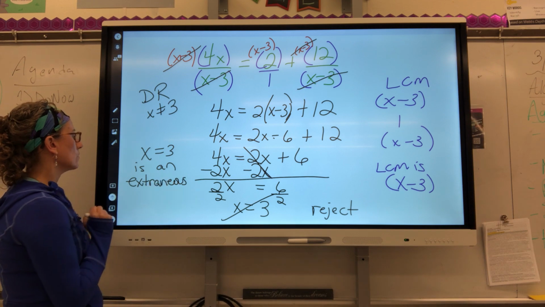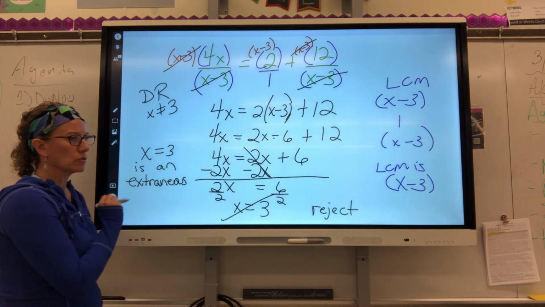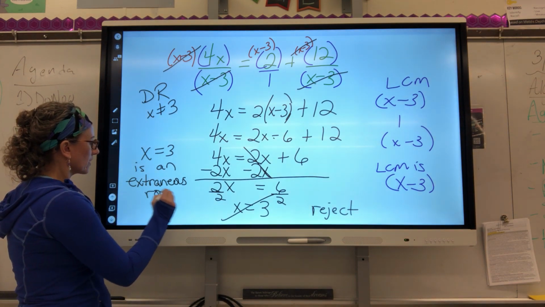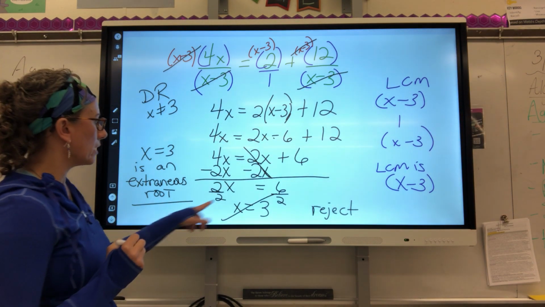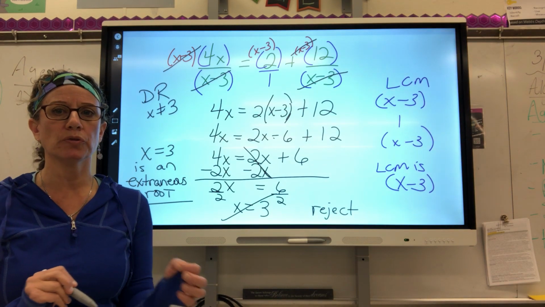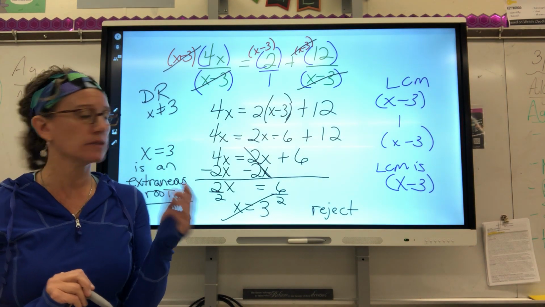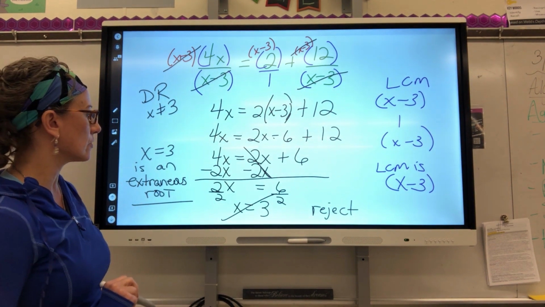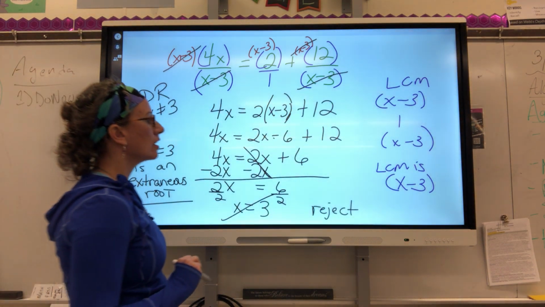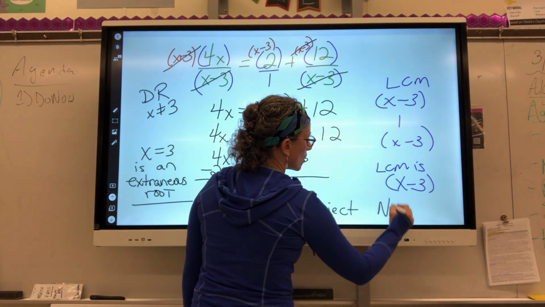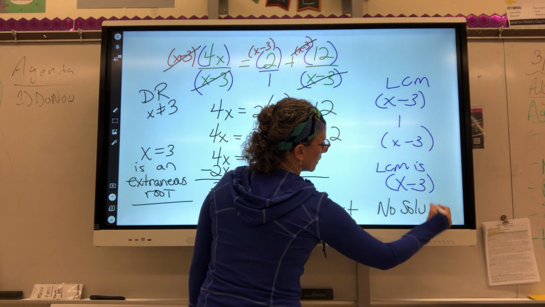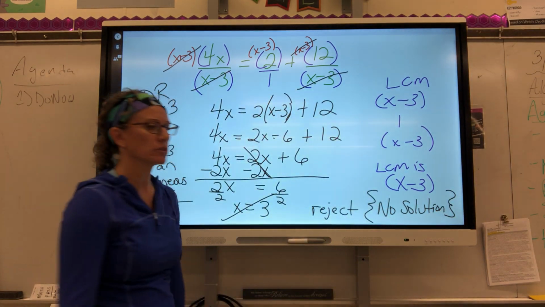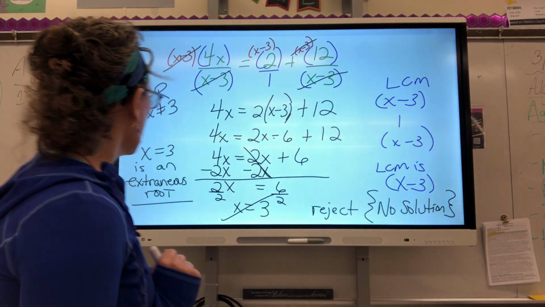Extraneous. Okay, you guys, check my spelling. Are there 2 N's or 1? I'm not really sure. Extraneous root. Basically, it means this: we are not allowed to have it. It is a root that makes the fractions undefined, and we cannot have that. As you know, in mathematics, you cannot have division by 0. So we reject your answer, and there is no solution. And that is a solution. So I'm going to put solution set brackets around my no solution.